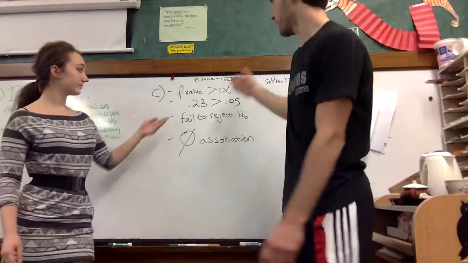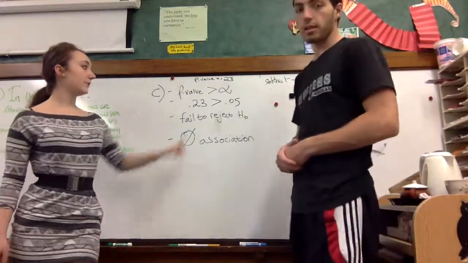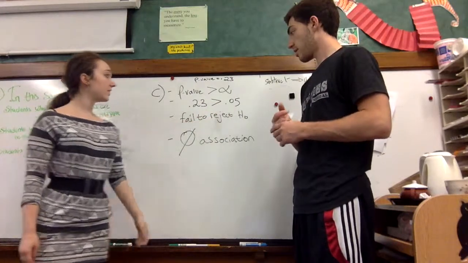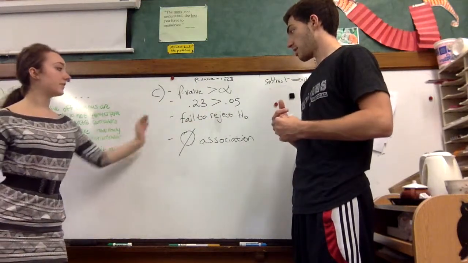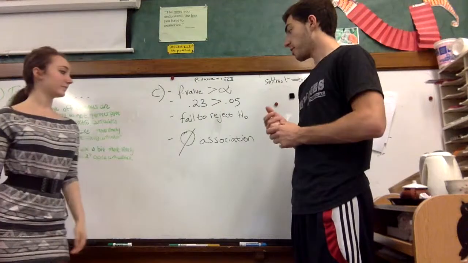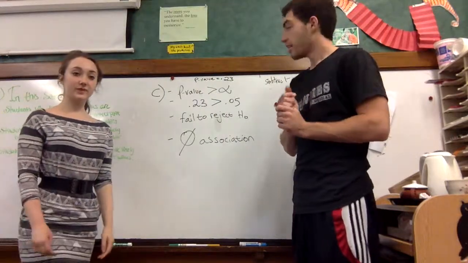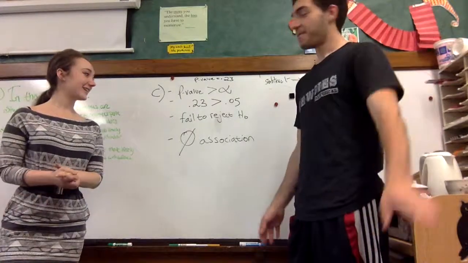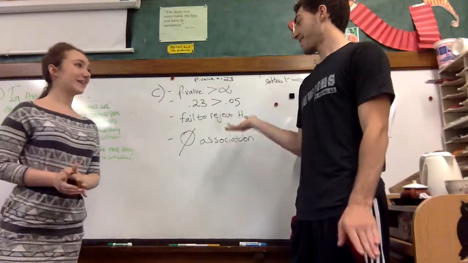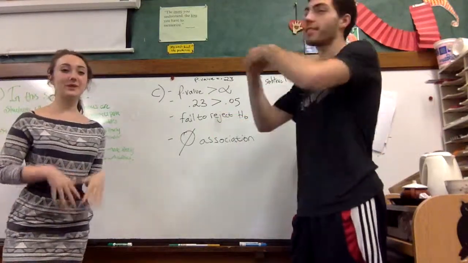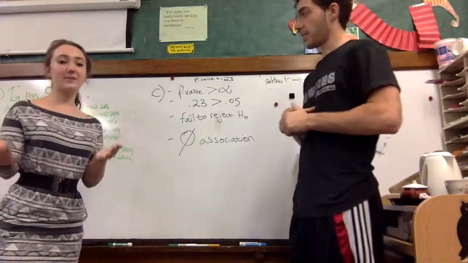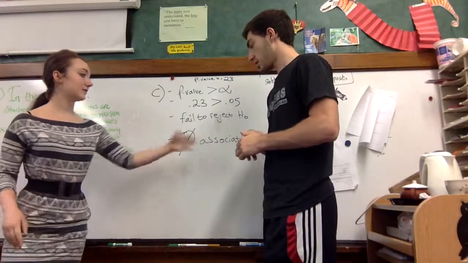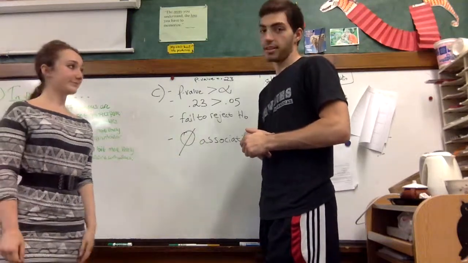The p-value is 0.23, which is greater than our alpha, which is 0.05. If the p-value is high, you fail to reject the H0. So there is not enough statistical evidence in favor of the statement that there is an association between whether you live on or off campus and your extracurricular participation, so we cannot conclude that there is an association between the 2.